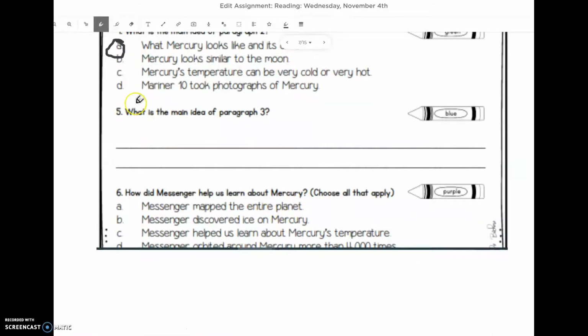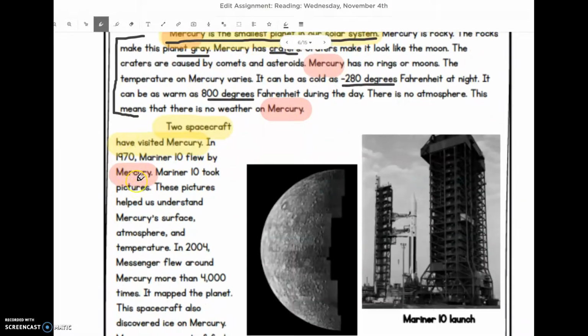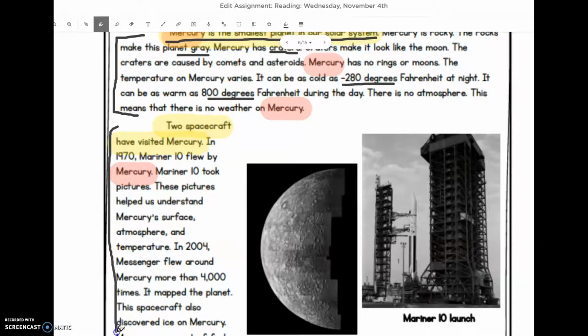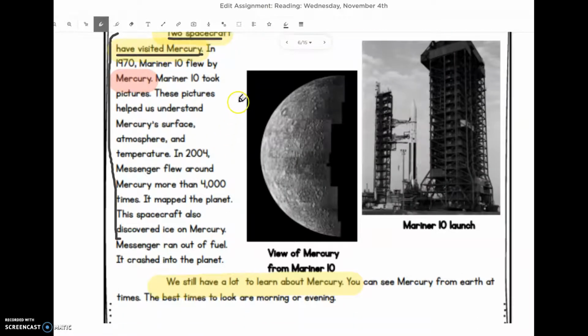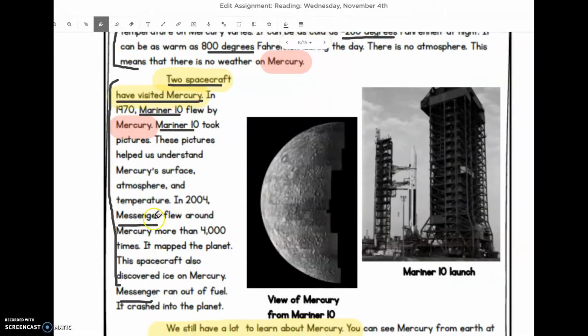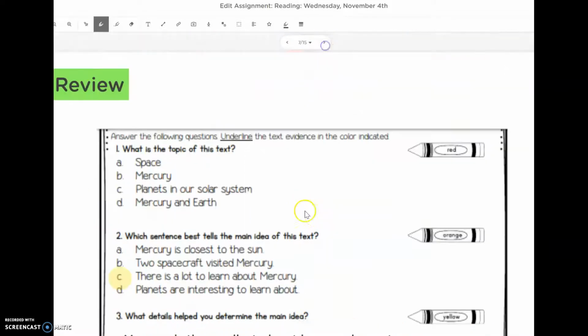Now let's look at number 5, what is the main idea of paragraph 3? So we can look at paragraph 3 right here. Look at the topic sentence. Once again, 2 spacecrafts have visited Mercury. And we can see some of those details, some things that we see repeated. Mariner 10. We also see Messenger in there twice. So the main idea of this paragraph is 2 spacecrafts, Mariner 10 and Messenger, visited Mercury.